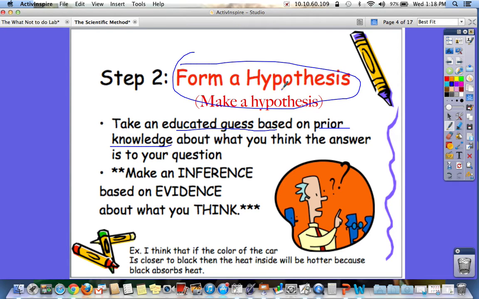Lots of times when we make a hypothesis like this, it's also called an inference. But again, you need to base that on evidence. You're not just pulling it out of a hat somewhere. And it's what you think is going to happen. So when you make a hypothesis, for example, on the color of the car, you might think that if the color of the car is closer to black, because many of us know that black seems to get hotter, then the heat inside the car might be hotter because we think that the black is going to absorb the heat. It's also like when I woke up and decided, what should I wear today? I think that I should wear shorts because it was hot out yesterday.